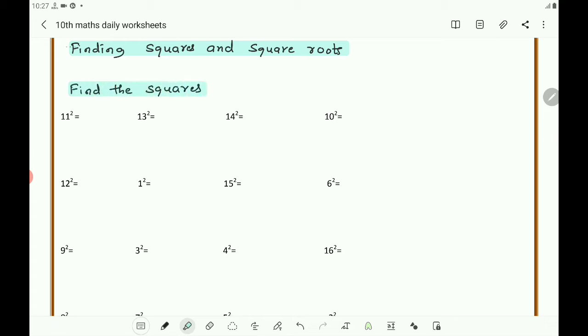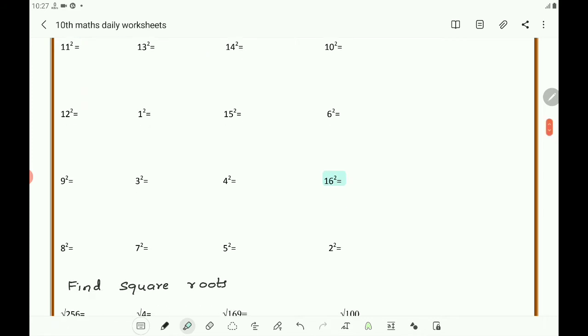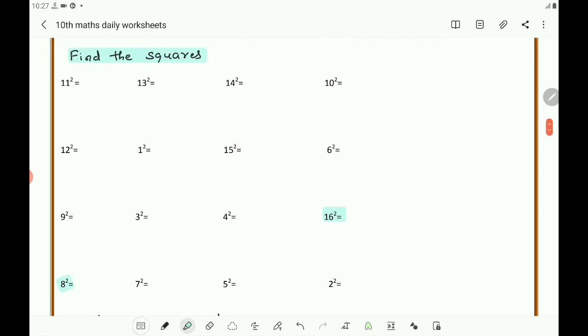Find the squares. 11 square equals, 13 square equals, 14 square equals, 10 square equals, 12 square equals, 1 square equals, 15 square equals, 6 square equals, 9 square equals, 3 square equals, 4 square equals, 16 square equals, 8 square equals, 7 square equals, 5 square equals, 2 square equals.